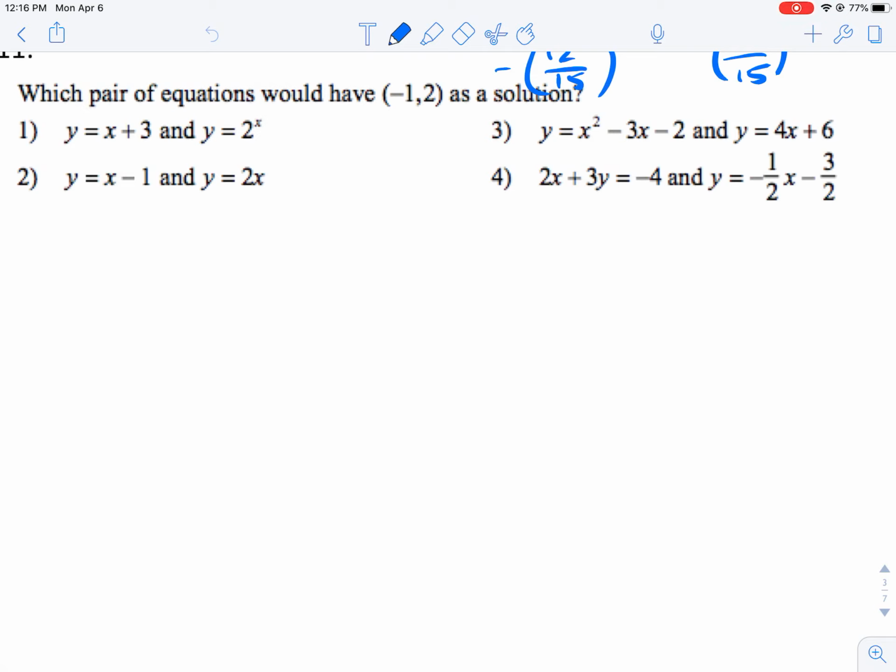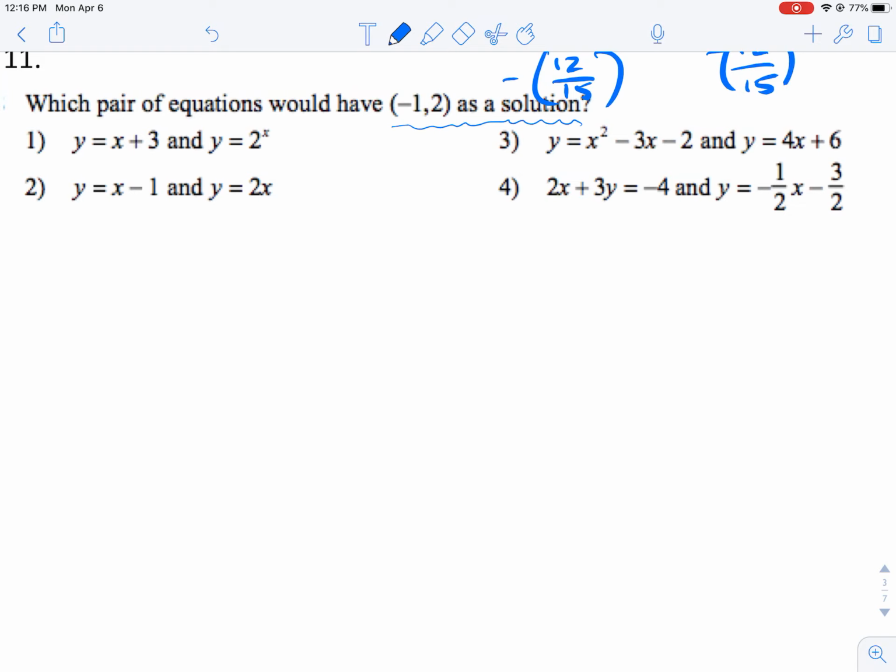All right. I won't waste any of your guys' time here. Let's get started right on number 11. This is the rest of week 2. So the question's asking which pair of equations would have negative 1/2 comma 2 as a solution.